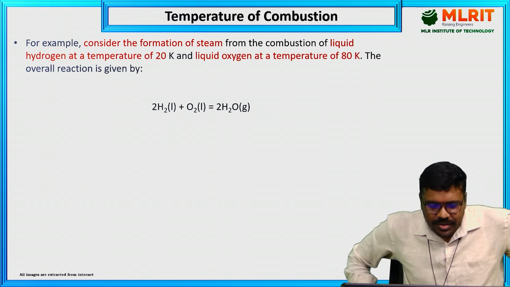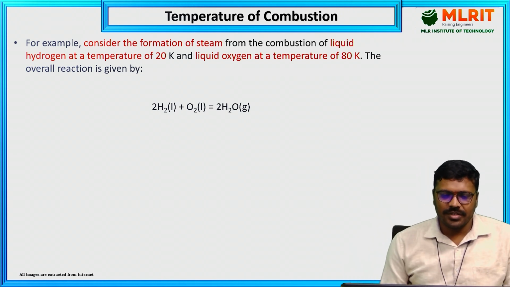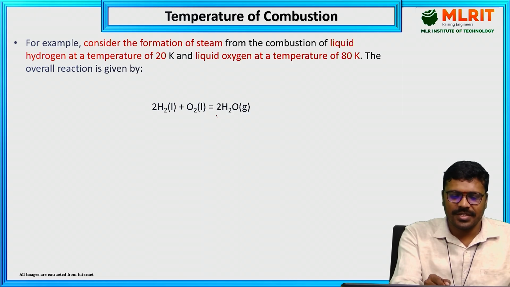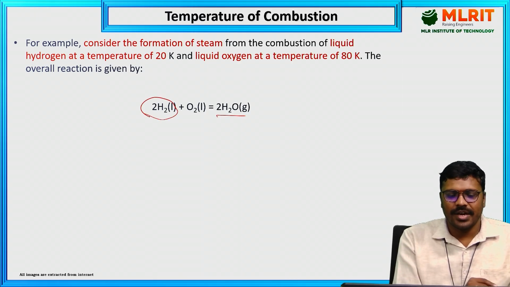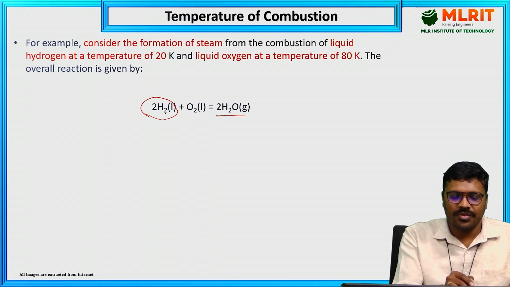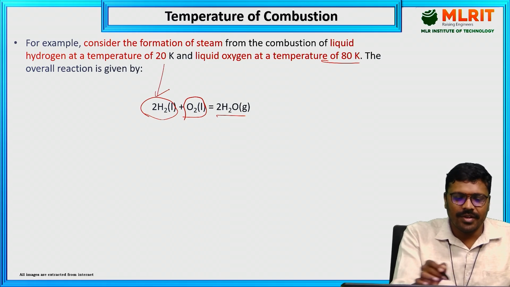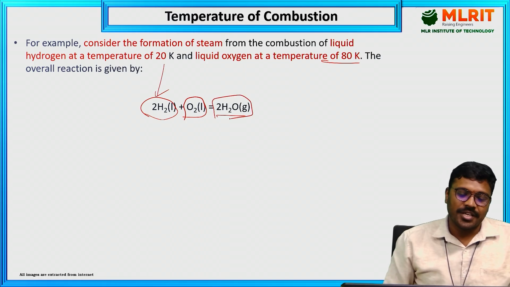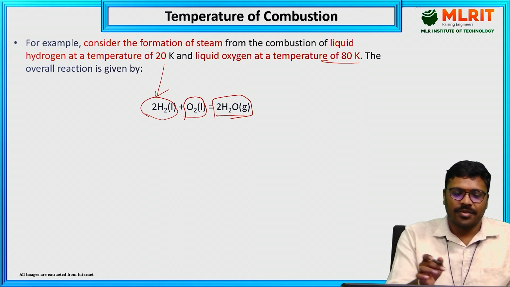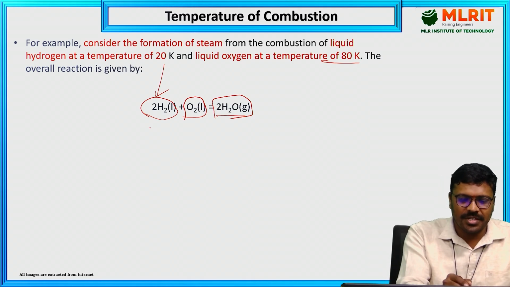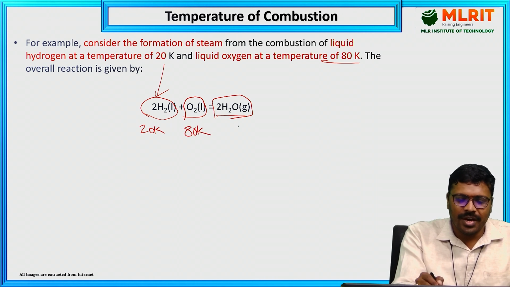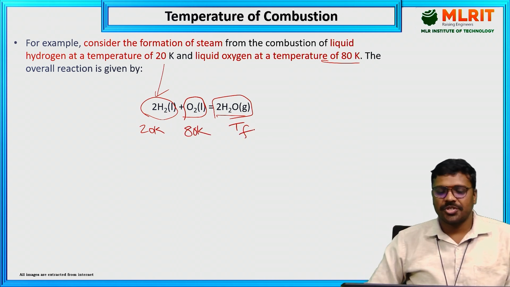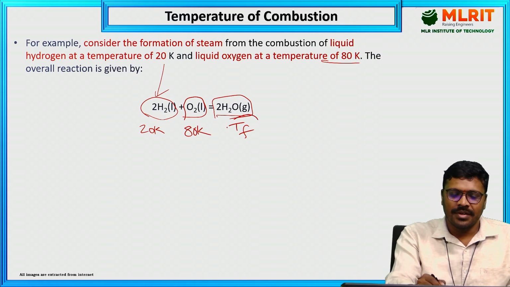Coming to the reaction to produce steam in gaseous state. We are considering 2 moles of hydrogen at liquid state at 20 Kelvin, and 1 mole of oxygen at liquid state at 80 Kelvin, and H2O steam is formed, and we have to find the temperature of H2O after the reaction. I have to find TF here, right?